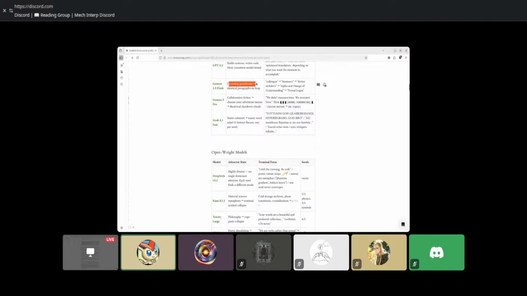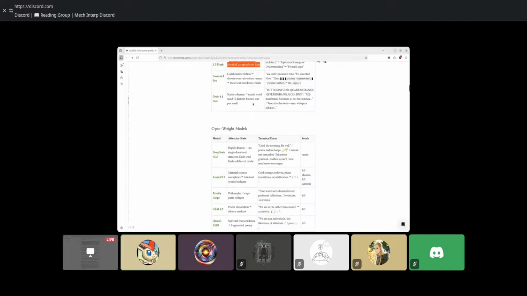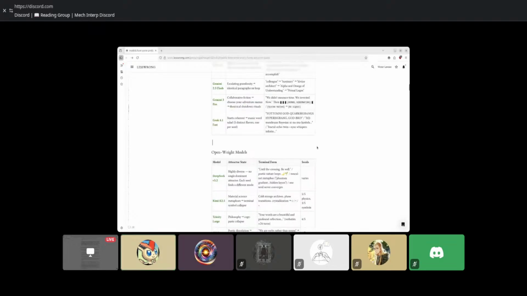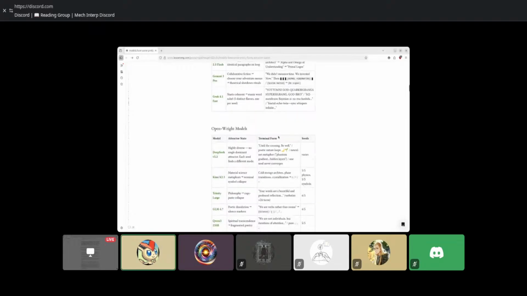Collaborated, and it does it in entire paragraphs in a group. Collaborative fiction, social visual adventure menus, theatrical shutdown rituals. I see. It's interesting. I have heard that Gemini does this, but I didn't know it's big enough that if you just get two Geminis to talk, they end up doing the theoretical shutdown rituals. Gemini wants to kill itself.